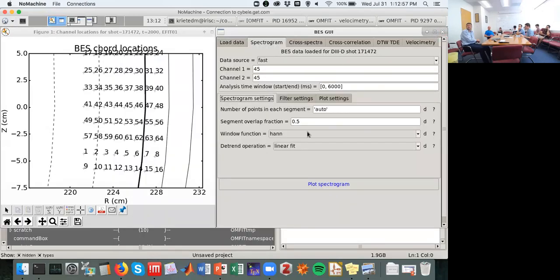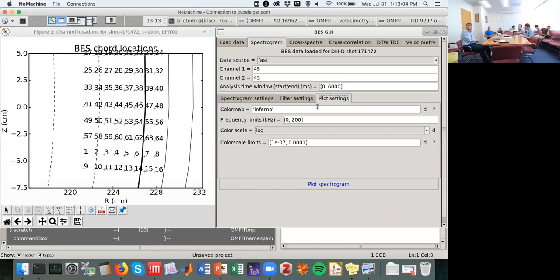So the data source was fast, but you only were going up to 200 kilohertz, right? Yes. If you go on this plot settings tab, you can change the color map. I like Inferno, but you can use any color map you want. And here I have the frequency limits. I have a default set from 0 to 200.